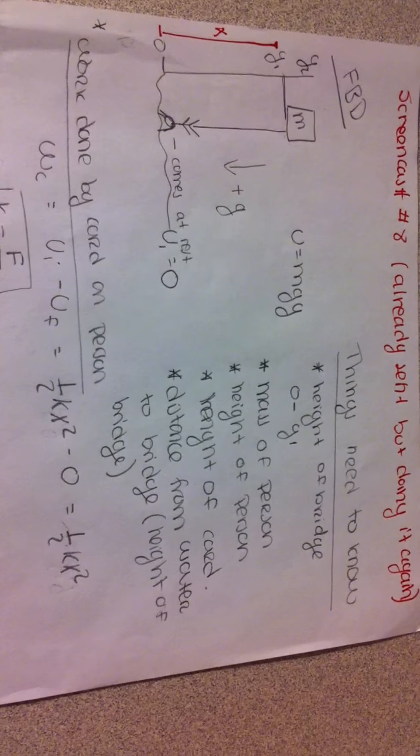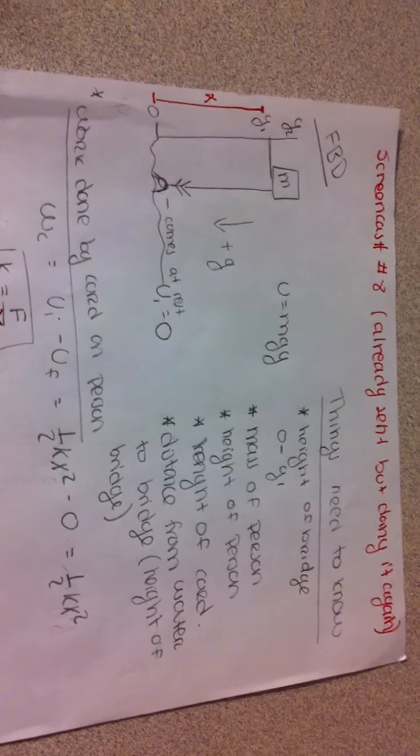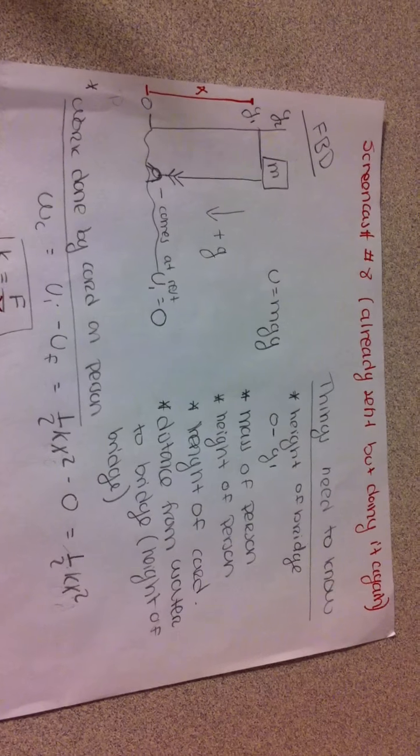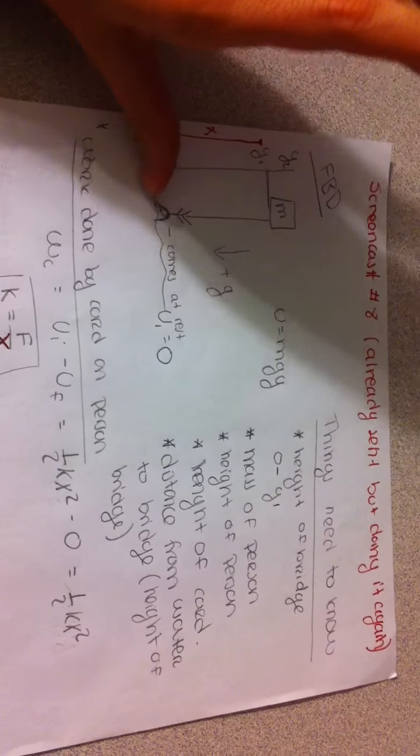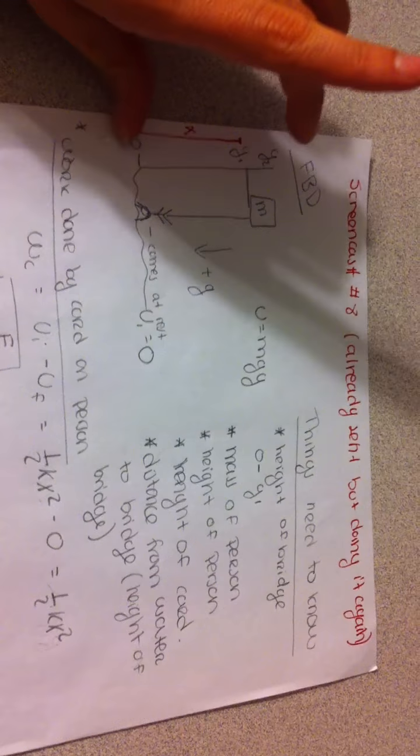Things I automatically know that I need to know are the height of the bridge from 0 to Y, the mass of the person, the height of the person, the length of the cord, and the distance from the water to the bridge. The distance from the water to the bridge could be this from 0 to Y, but it could vary a little bit.